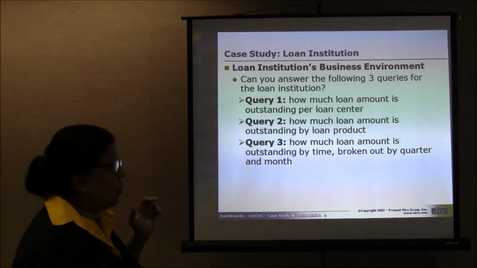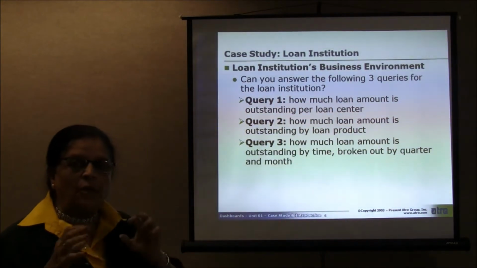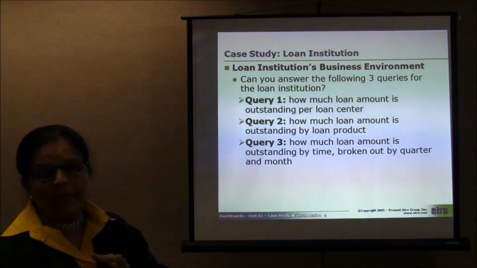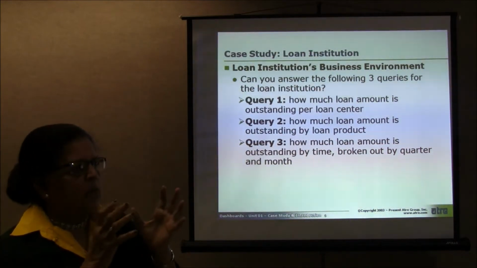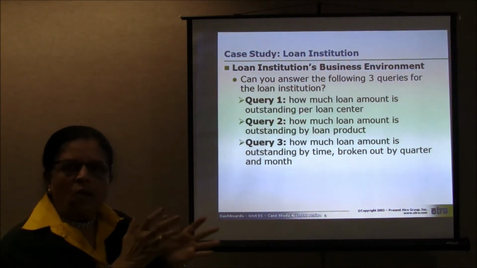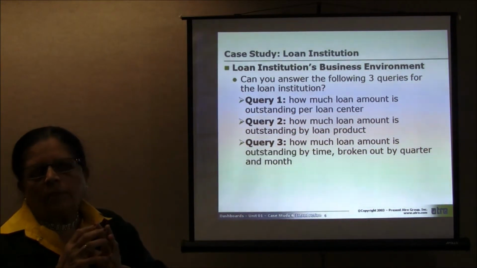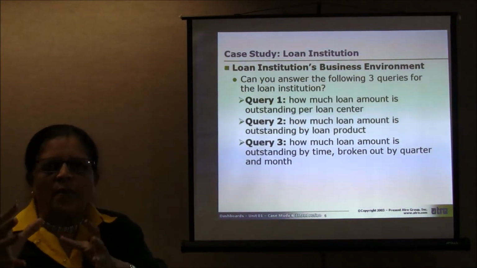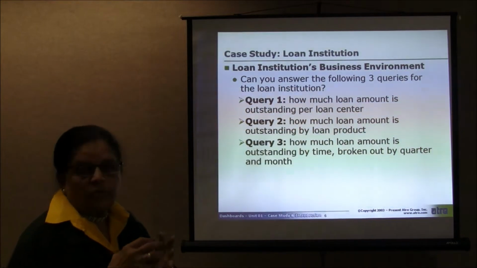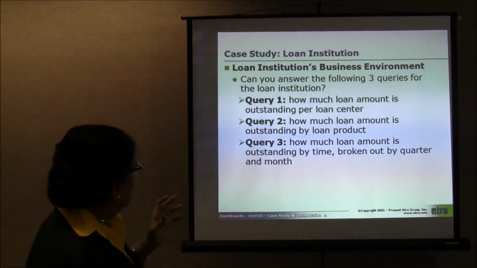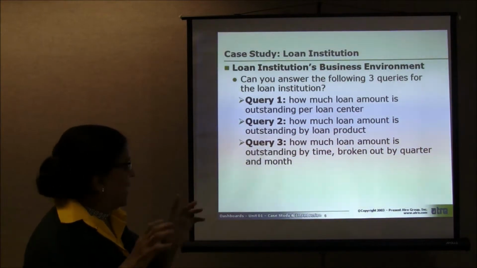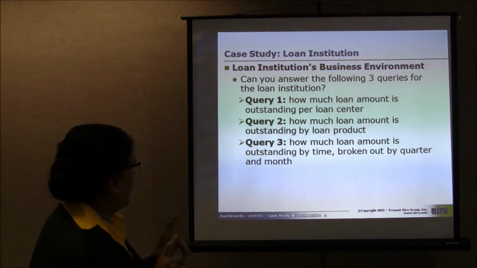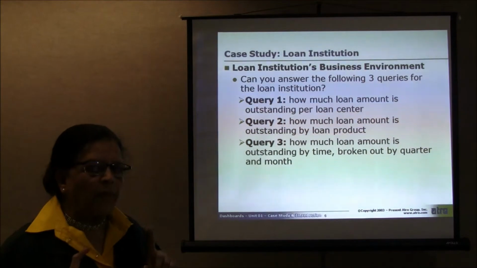Query 2, how much loan amount is outstanding by loan product. The loan product means, let's say, giving a mortgage for buying a house is a loan product. Providing a loan to take care of your accounts payable for a business. So that's a loan product. Then query number 3, how much loan amount is outstanding by time, broken out by quarter and month.